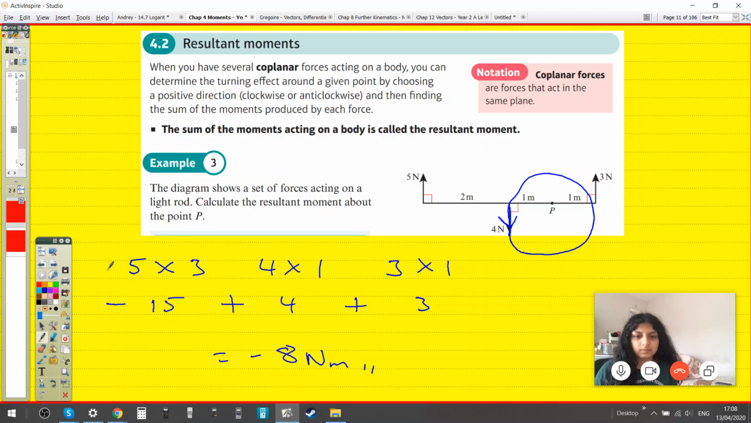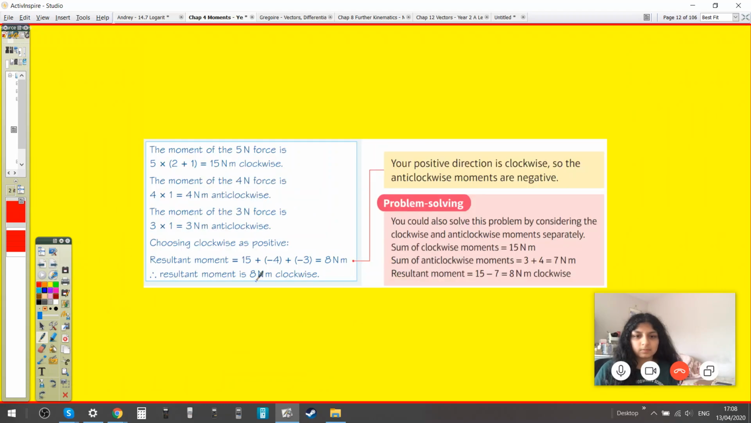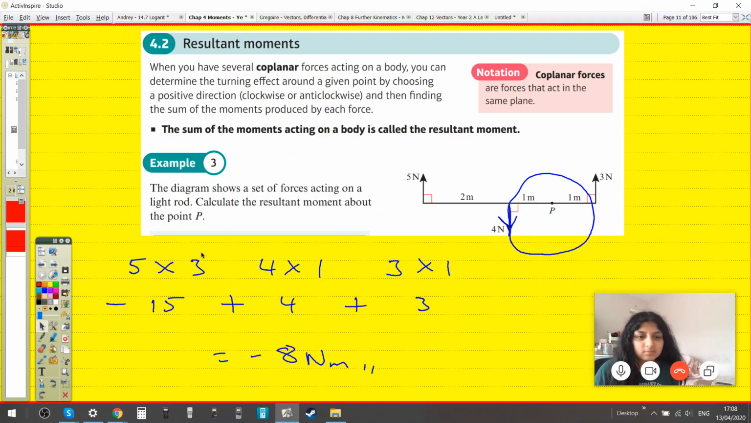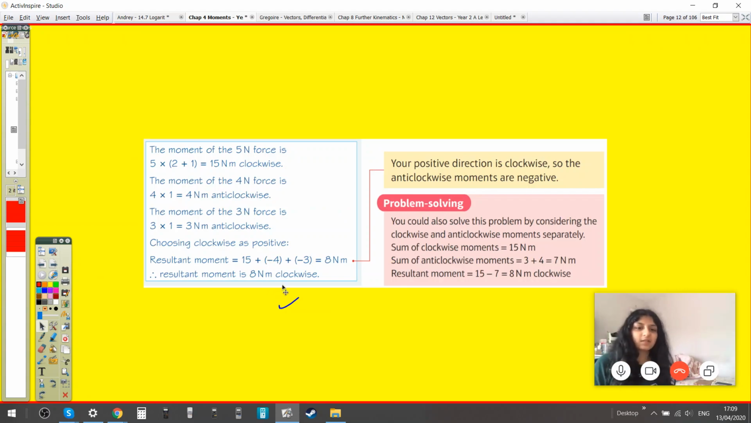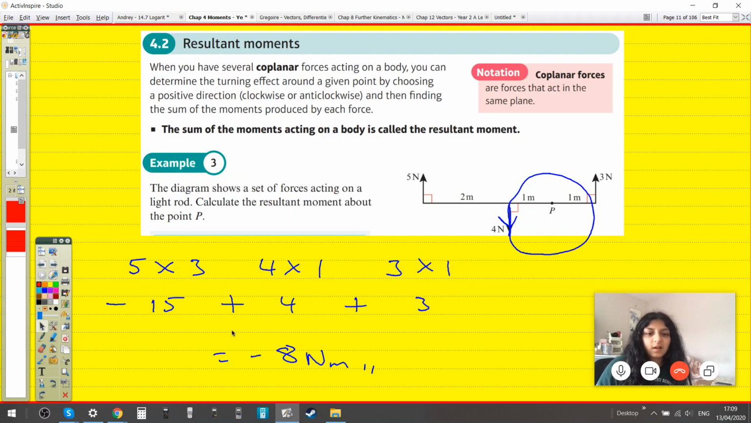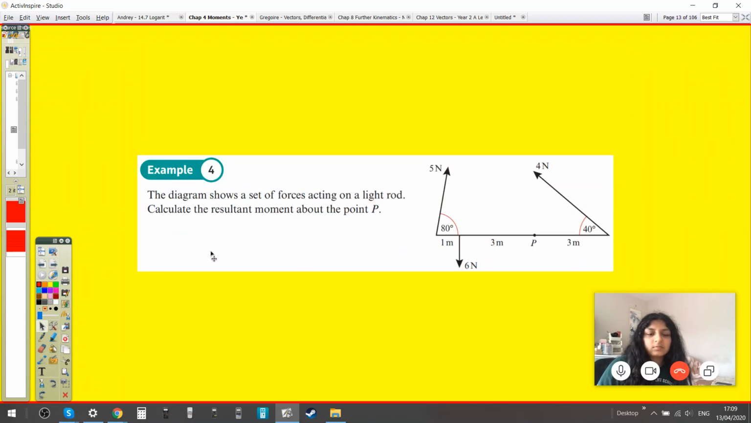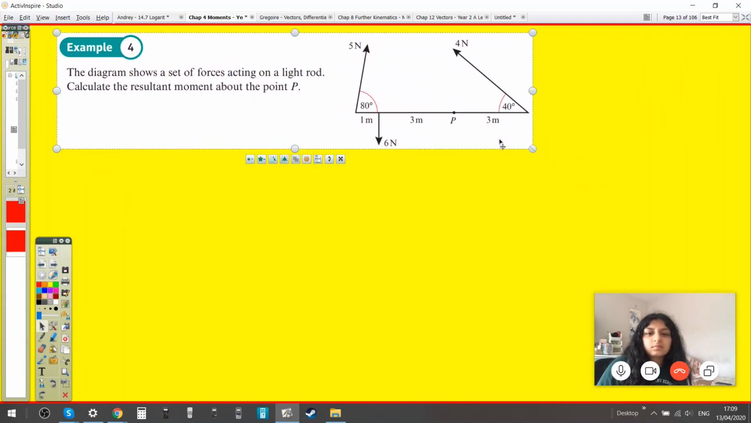Calculate the resultant moment about P. 8 Newton meters clockwise. I got positive 8, but they stipulated clockwise. Minus 8 implies 8 clockwise. I suppose it couldn't hurt to say which direction.